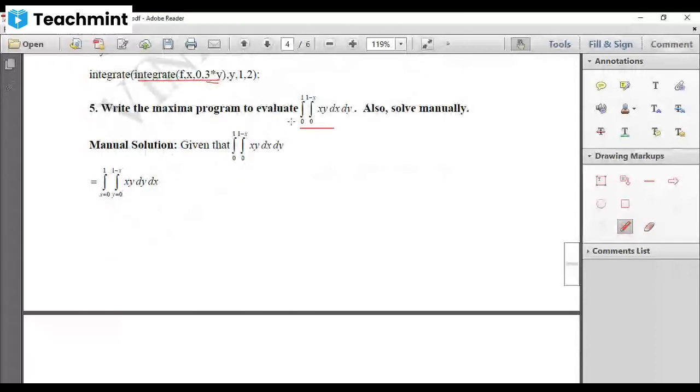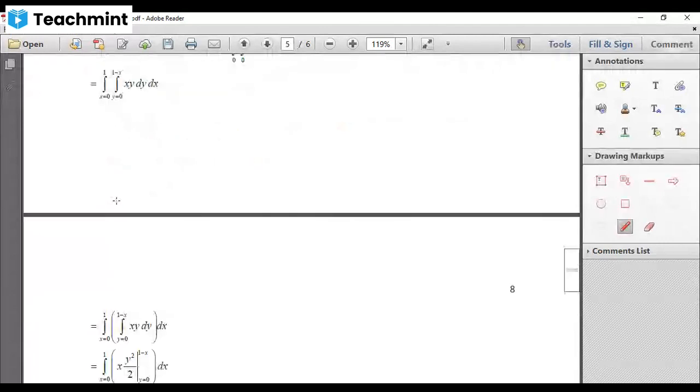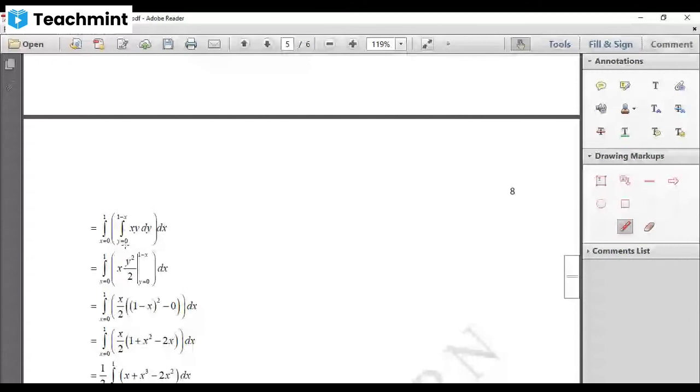Integral from 0 to 1, 0 to 1 minus x, xy dx dy. Though here the function is a product of terms of x and y, you cannot separate this one because the limit contains variables. Now here, because it contains x, obviously this will be the limit for y. So y varies from 0 to 1 minus x, and x varies from 0 to 1. So first you have to integrate with respect to y, then you have to integrate that answer with respect to x.